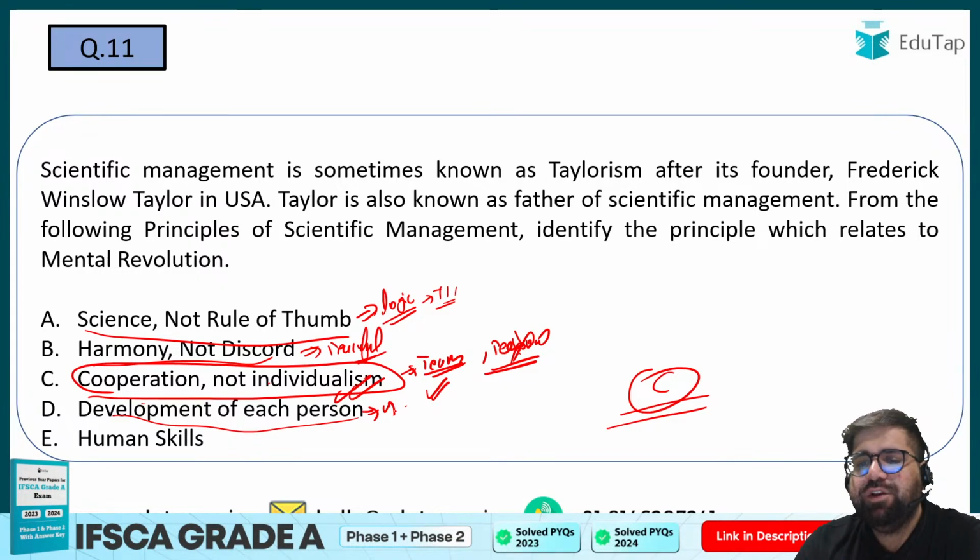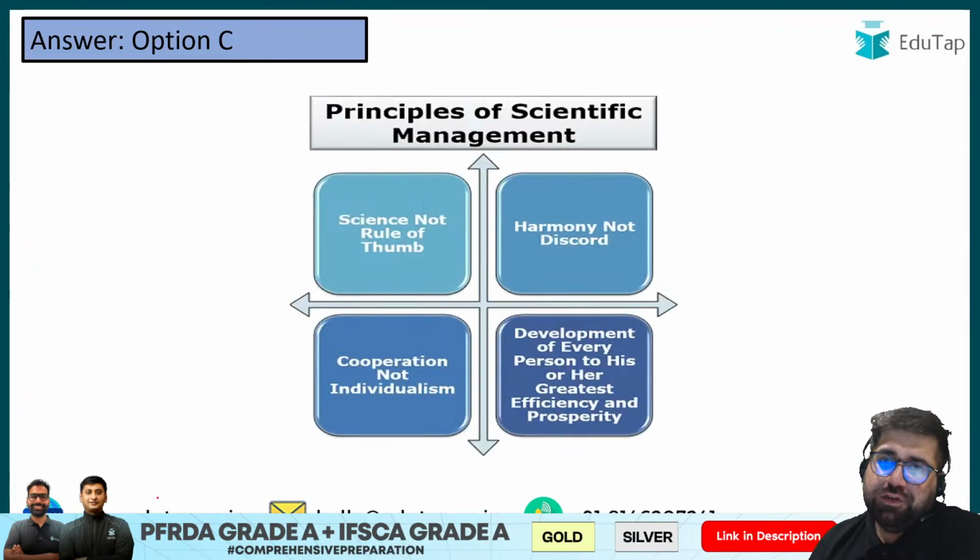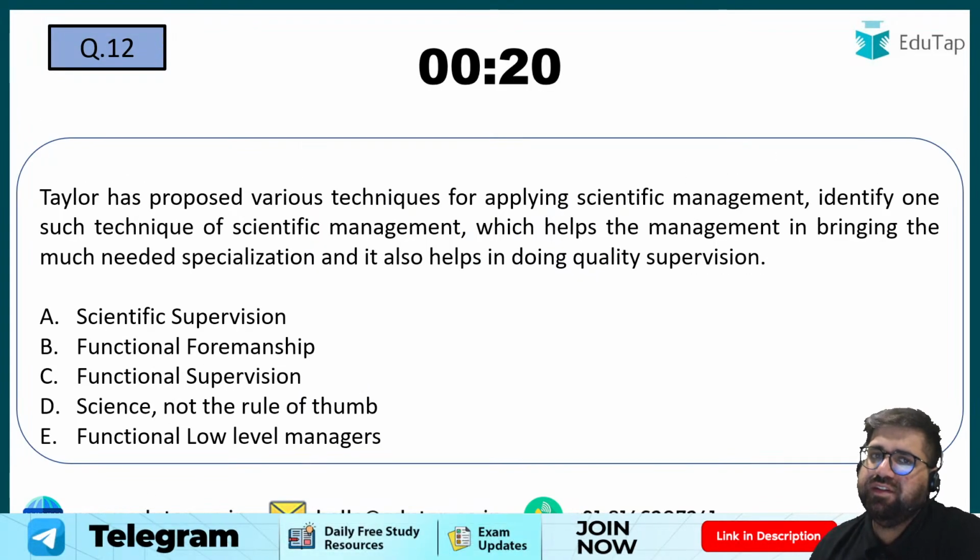This basically means that you will skill up all of your employees. Human skills was just given to confuse you. So the answer will be option number C, which we have discussed.